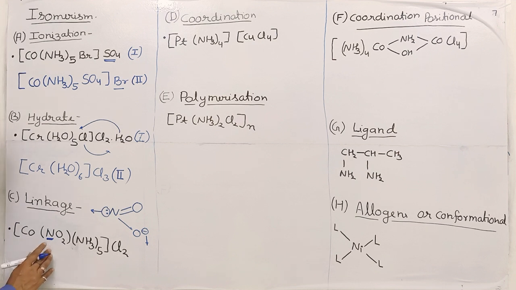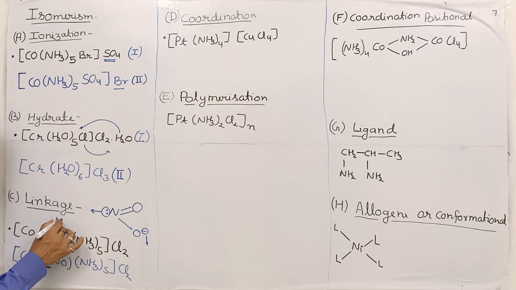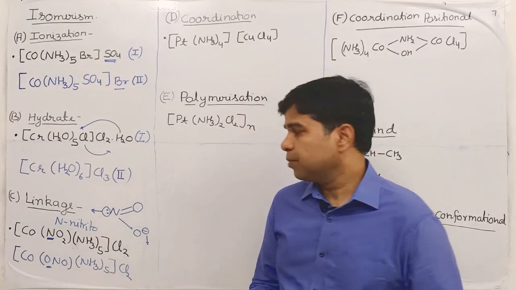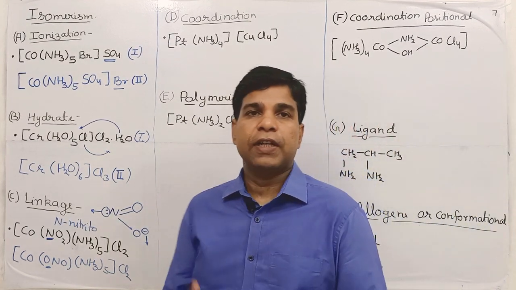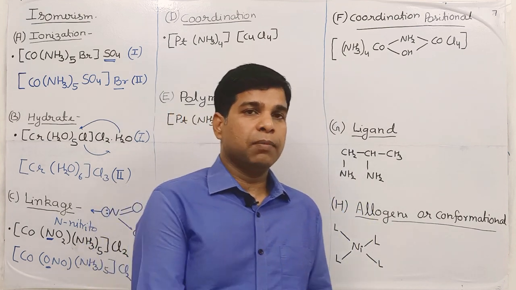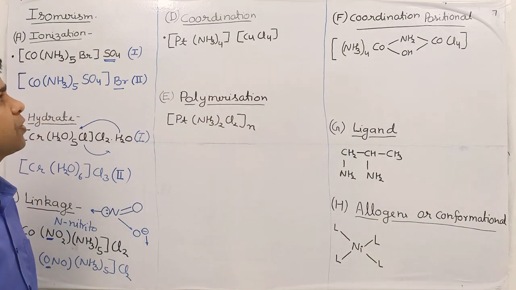In this compound nitrogen is donating, but if I write this compound [Co(ONO)(NH3)5]Cl2, this ligand becomes oxygen donating. For this ligand, in IUPAC naming we use nitro-N, or nitro, and in this compound we use nitrito-O. So linkage isomerism is only possible in the case of an ambidentate ligand, which has 2 donor sites. Either it donates the electron pair by atom number 1, or by another atom number 2. Now next we have coordination isomerism.